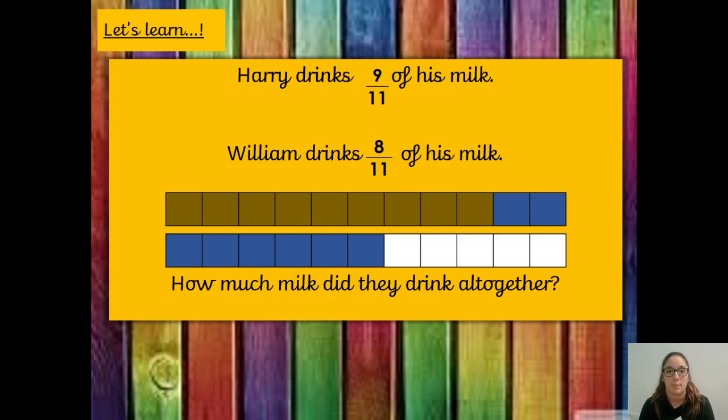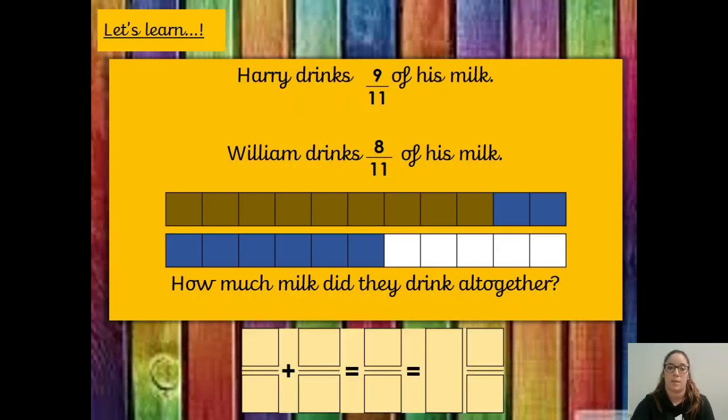Okay, try this one. Harry drinks 9/11ths of his milk. William drinks 8/11ths of his milk. How much milk do they drink all together? Okay, so what fraction did they drink all together? So we're going to add 9/11ths to 8/11ths. Have a think here. What are you going to write down?